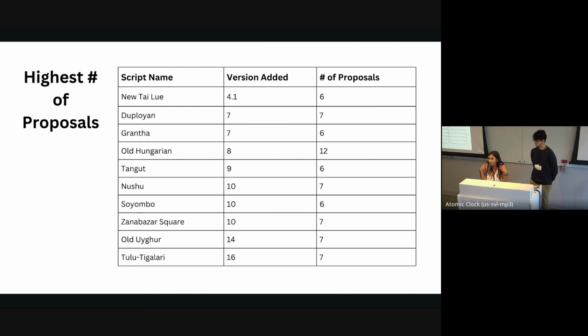There might be two communities invested in different orthographies that might use the same code points, and they need to sort things out. There might be conflicts over the naming of characters, etc. So that's the type of thing that really drags out the process. And you've already heard in some of the talks yesterday mentions of some examples like Tigolari, which took 7 proposals, and it wasn't even the most stretched out one. For that, it's Old Hungarian with 12 proposals.